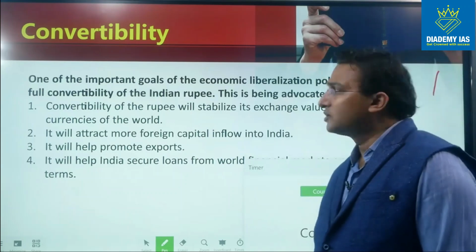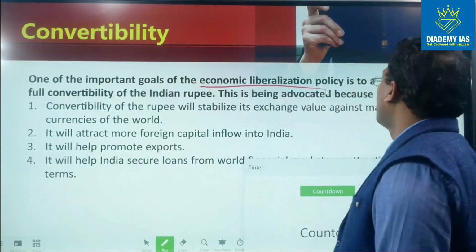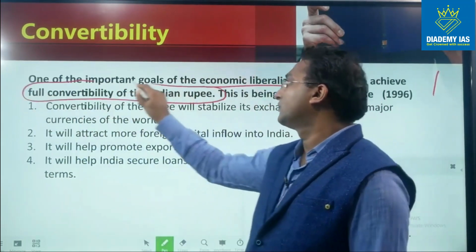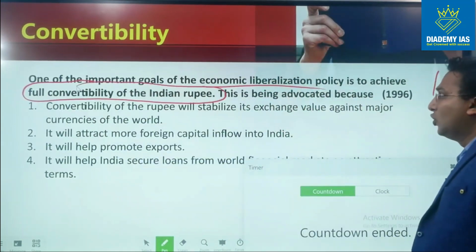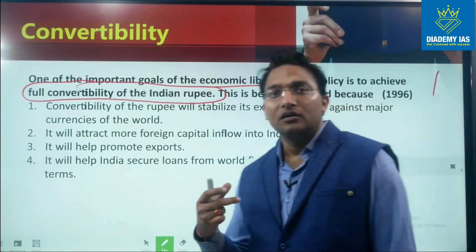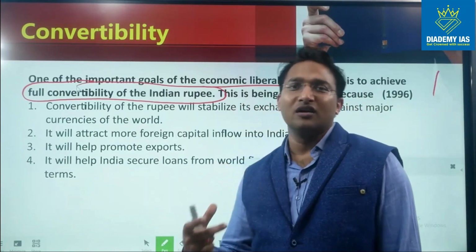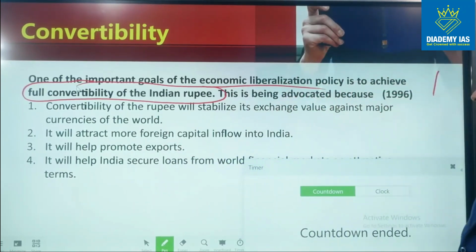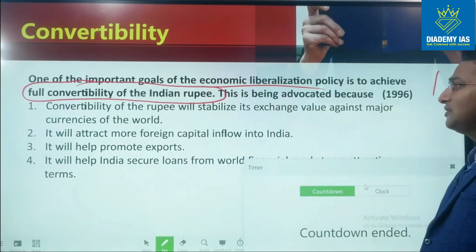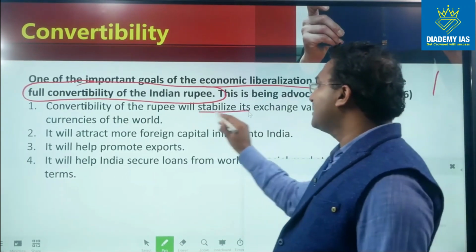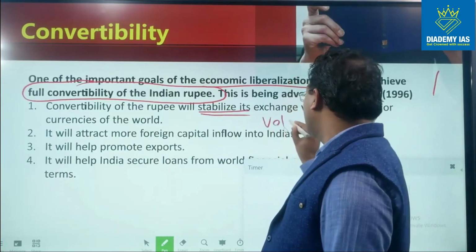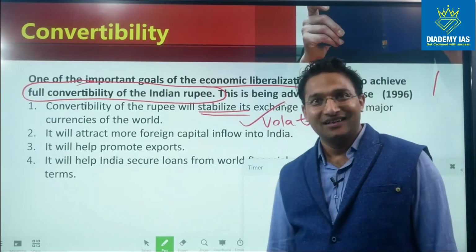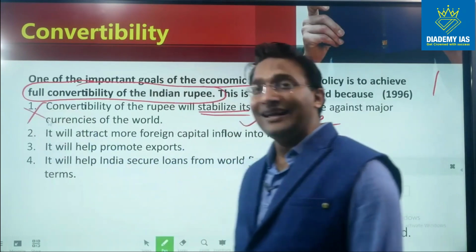One of the important goals of economic liberalization policy is to achieve full convertibility of Indian rupee. This is being advocated because, right? So what is the purpose of aiming full convertibility of the Indian rupee? Statement 1. Convertibility of the rupee will stabilize its exchange value against major currencies of the world. This statement is wrong because convertibility will actually bring more volatility. So statement 1 is incorrect.